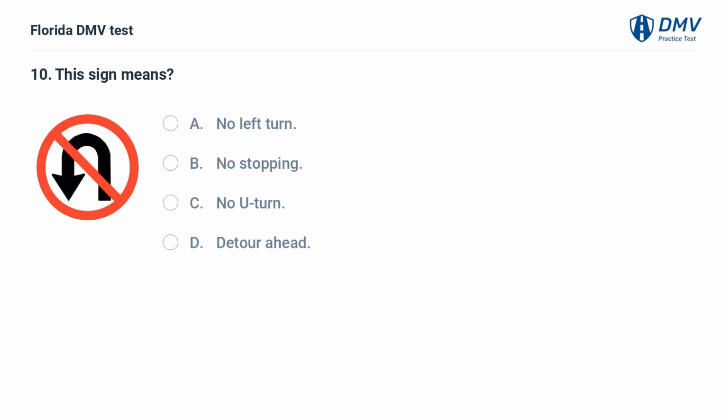This sign means A. no left turn. B. no stopping. C. no U-turn. D. detour ahead. C. no U-turn. This sign indicates that U-turns are prohibited.